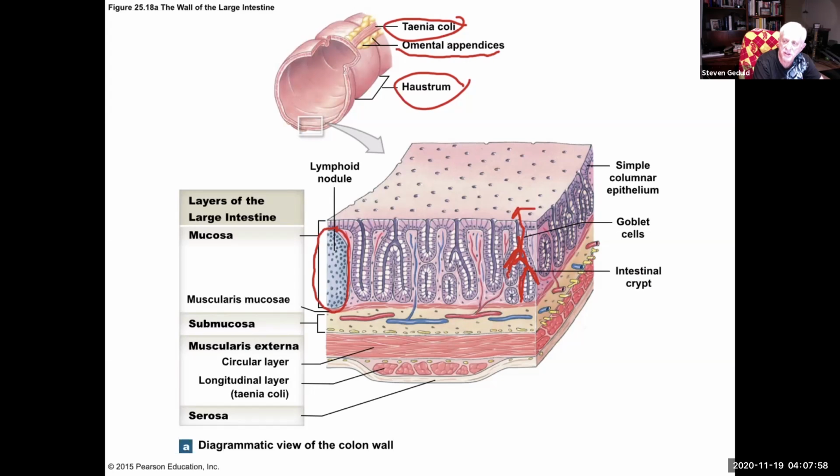And again, the four layers of the colon are the same as the other ones. They're the mucosa, the submucosa, the muscularis externa, and the serosa.